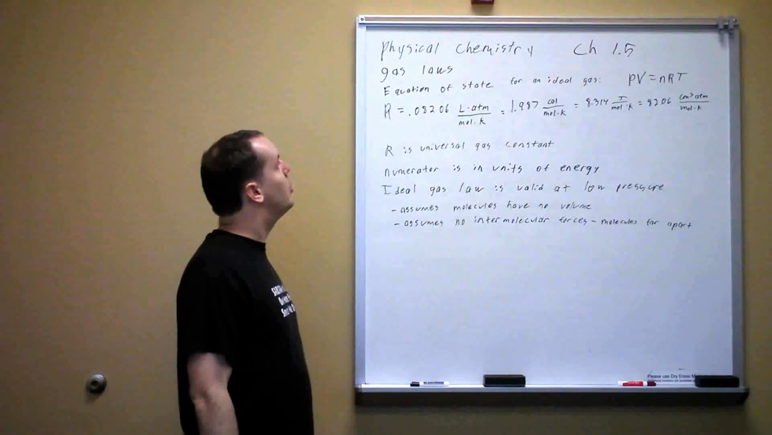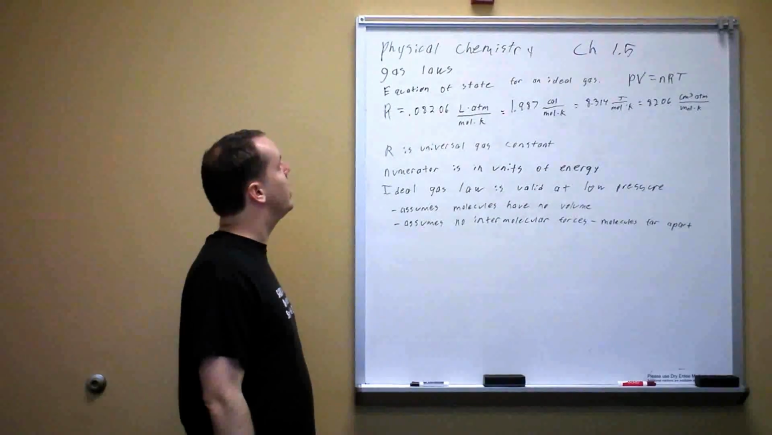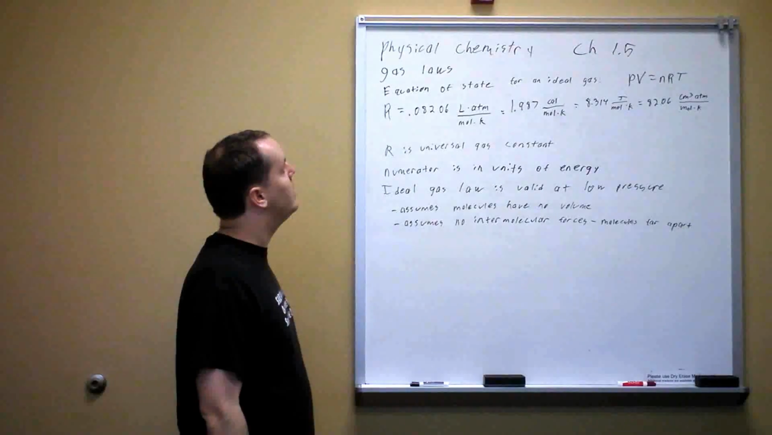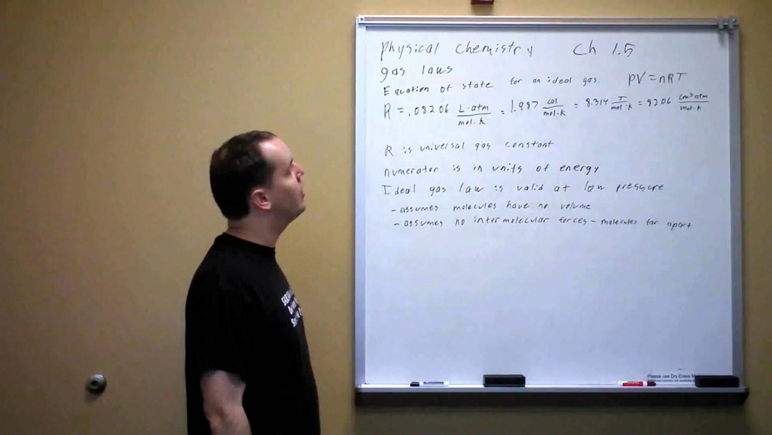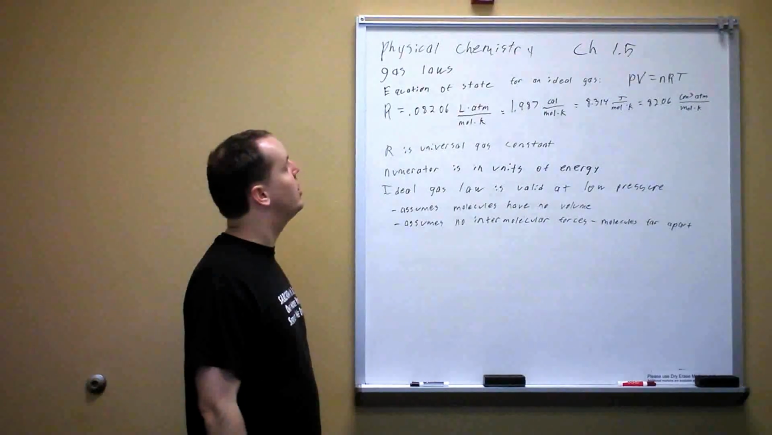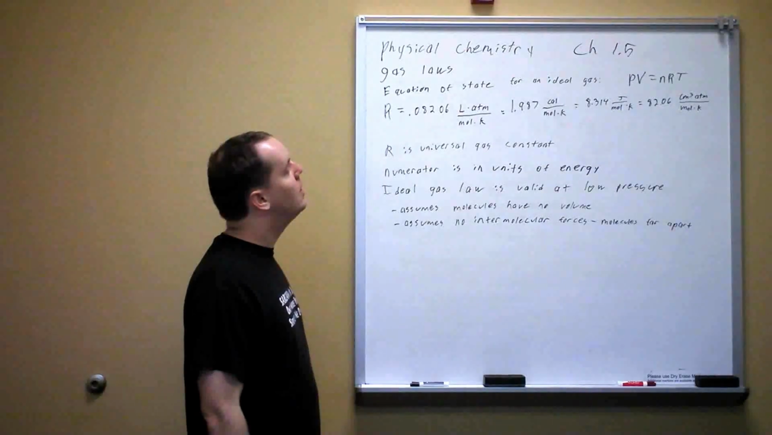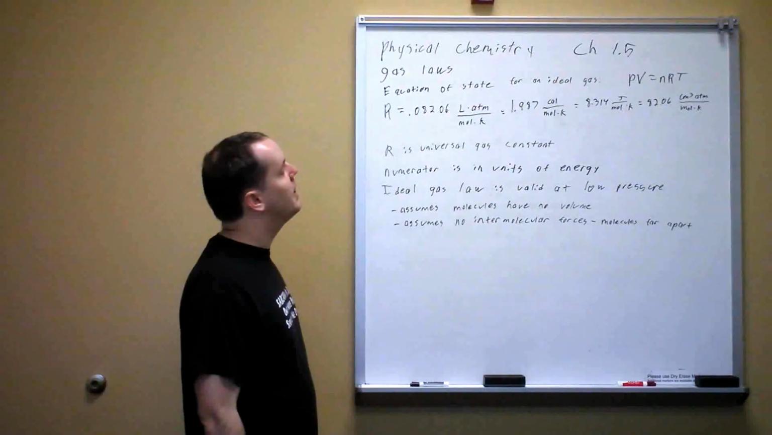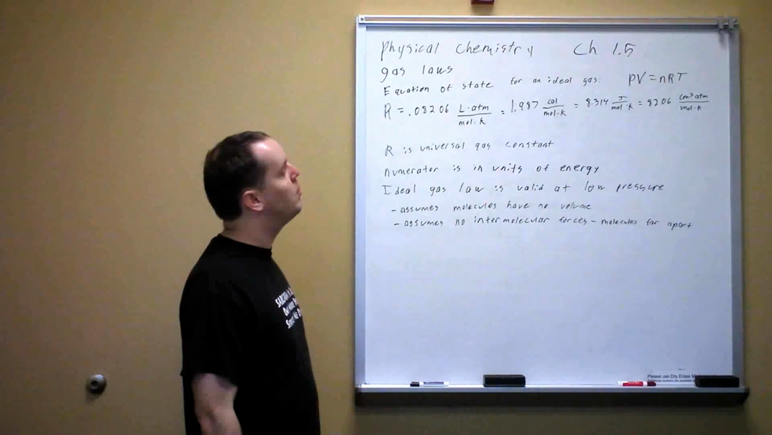All right, finishing up chapter 1.5 of physical chemistry, we're now talking about gas laws. The equation of state for an ideal gas is PV equals nRT. Remember, capital P is pressure, capital V is volume, lowercase n is the number of molecules. We'll talk about R in a bit.